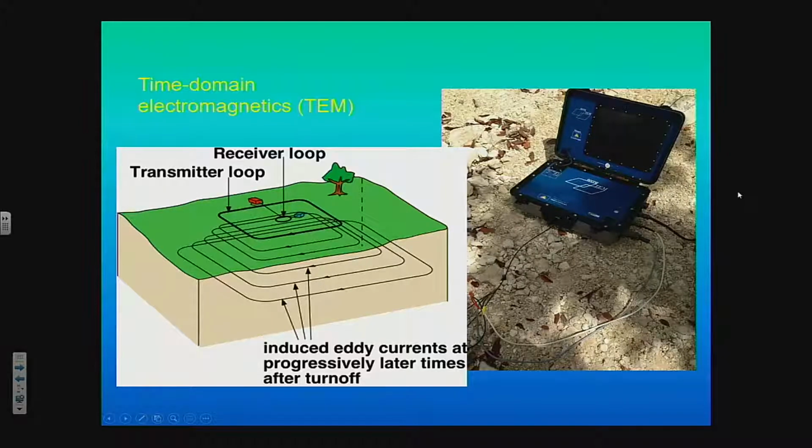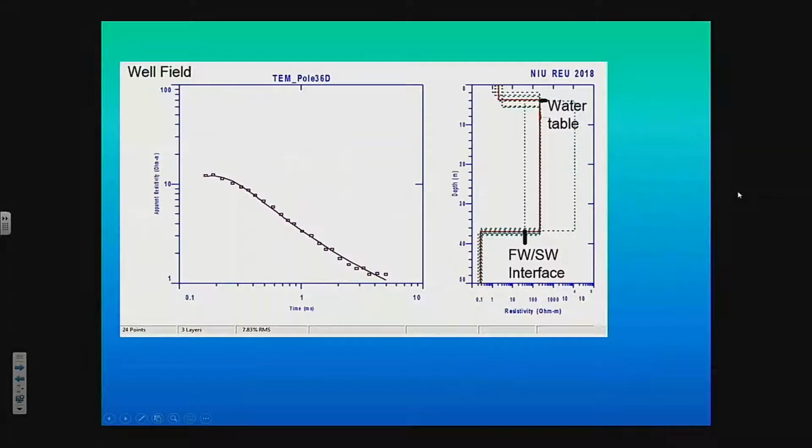It's also a very good method for finding the saltwater freshwater interface. There's an example of some data. So you have a sounding curve just like before, and then you invert it. And there's a water table, freshwater, saltwater interface. In this location, it was about 30, almost 40 meters deep.